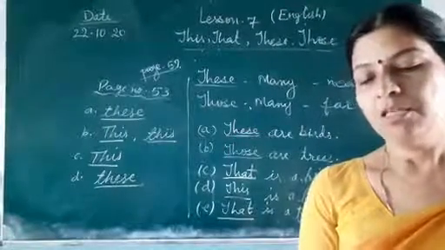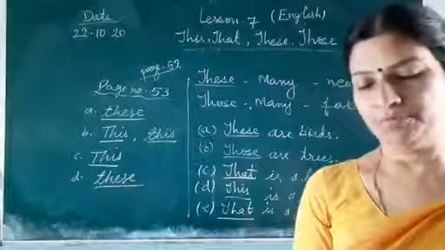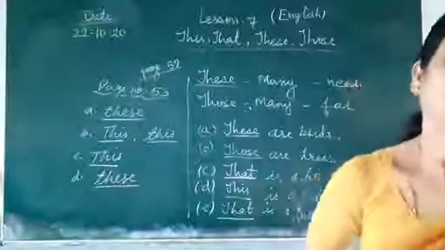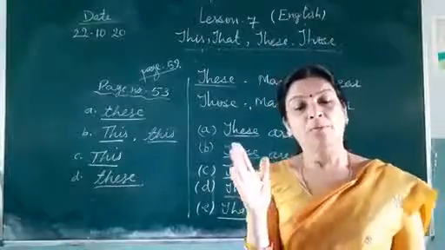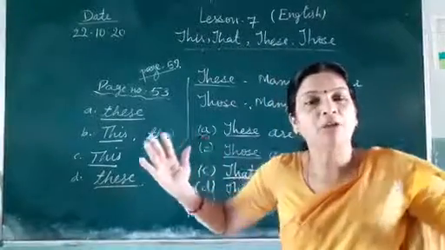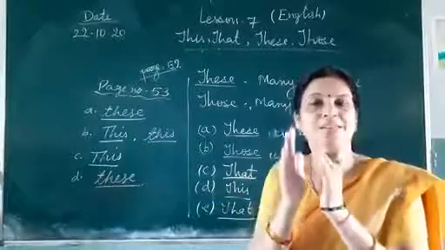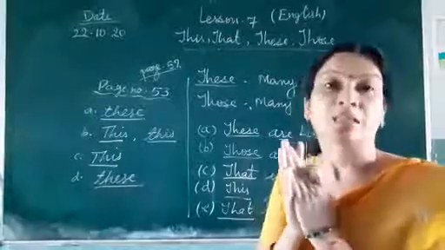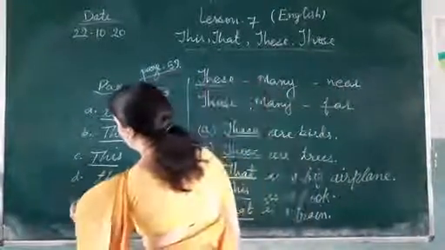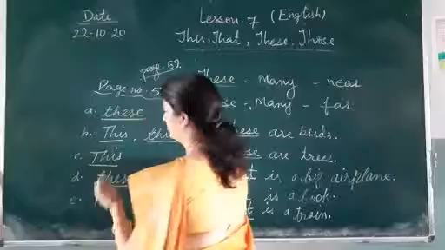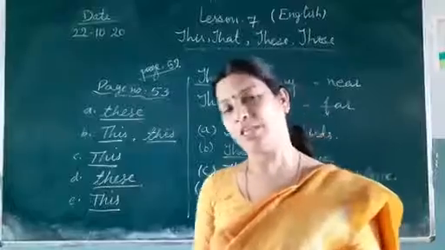Question E. See the picture 5th. Is my computer. I play games on it. How many computers are there? Only one. And boy is near to the computer or far to the computer? You can see in the picture. Boy is near the computer. That's why we will use this. And computer is one. So this is my computer. We use this one. This is my computer. I play games on it.